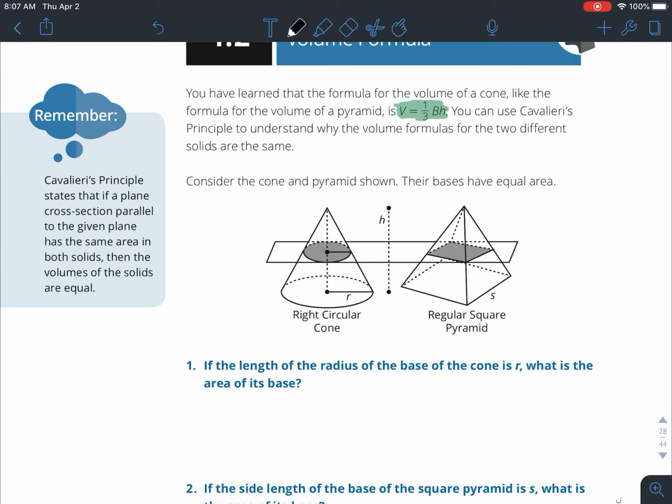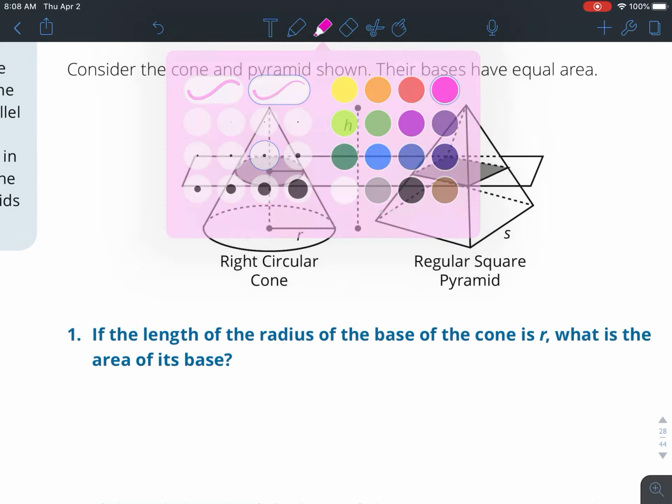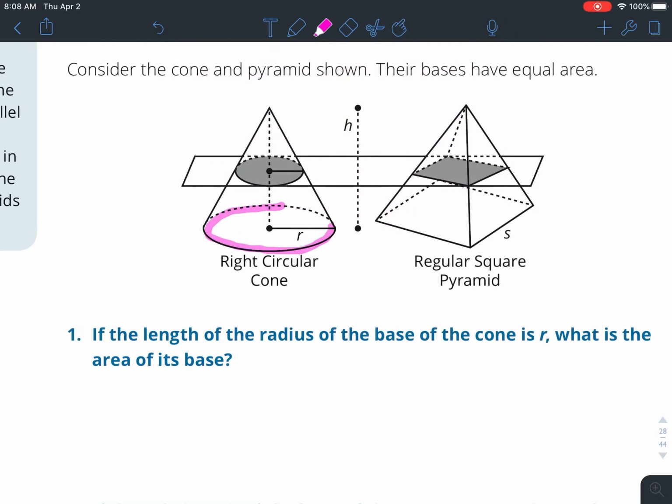Now, number one, if the length of the radius of the base of the cone is r, what is the area of its base? So if we look at this, we can find out what the area of the base is by seeing that this is a circle. I'm going to put it in a bright pink. That is the shape of the base. We should know the area of that right away: area equals pi r squared. That's how we find the area of a circle. So pi r squared, that's your answer.